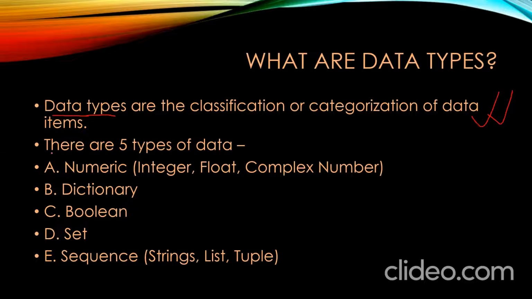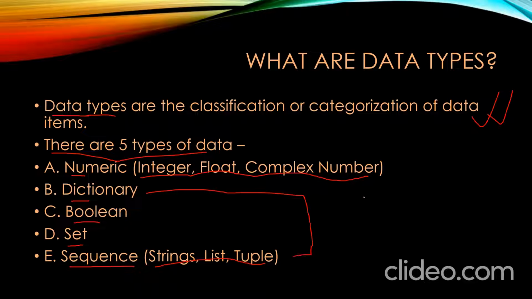Now, there are 5 types of data. First is numeric, second is dictionary, third is Boolean, fourth is set, and the last one is sequence. Okay, so numeric contains 3 more further data types which are known as integer, float and complex number, which we are going to do today. And sequence contains strings, list and tuple. Okay, these 4 we will do in the following video. This is data types part 1.